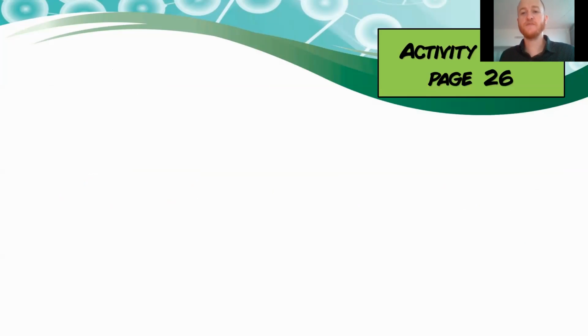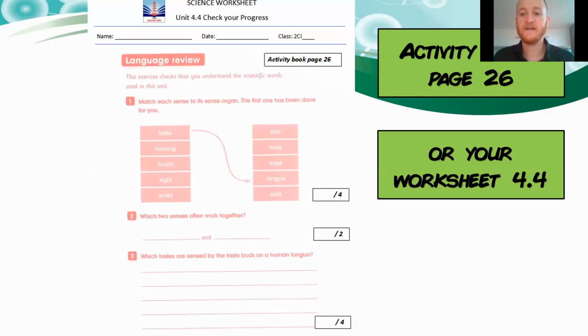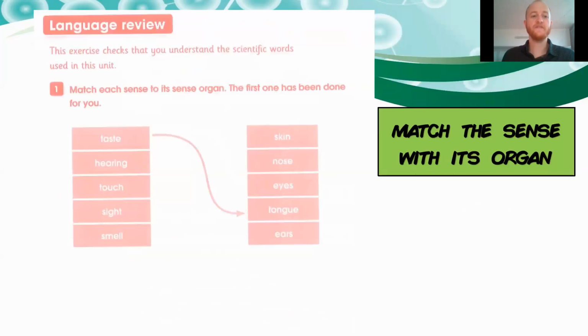For this, the first one, we need to take your activity book, page 26. If you don't have your activity book, please take your worksheet 4.4, the one I sent to you. Okay, so the first exercise, we have to match each sense to its sense organ. What is an organ? That's the part of your body that uses this sense. The first one has been done for you. We have taste and tongue. Okay, they match together.